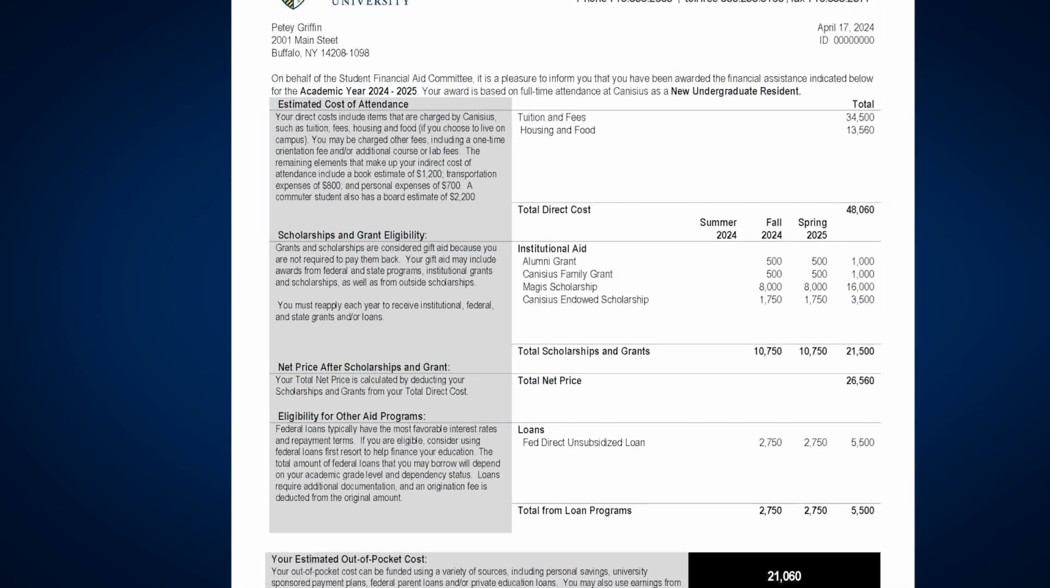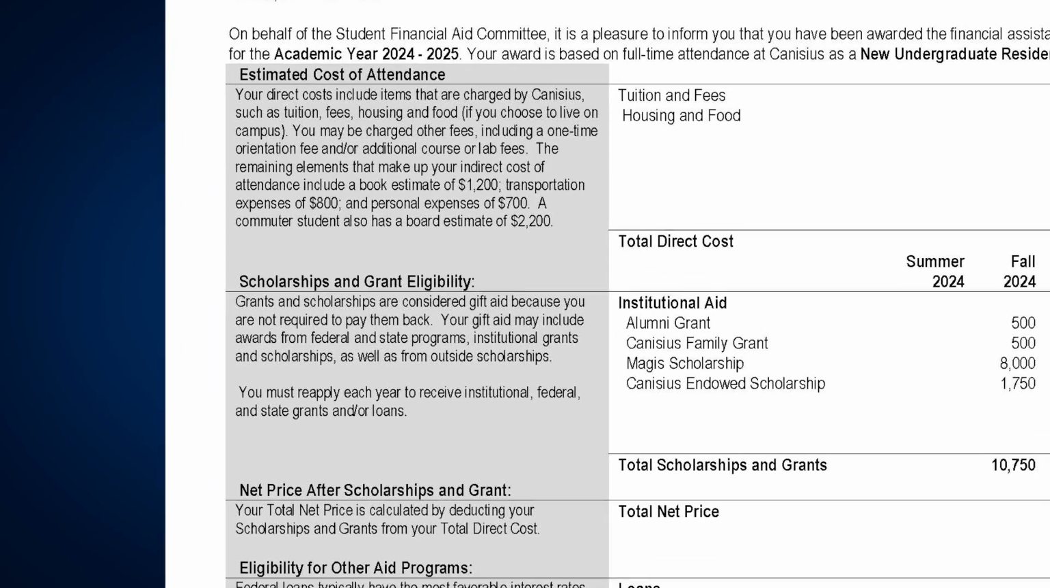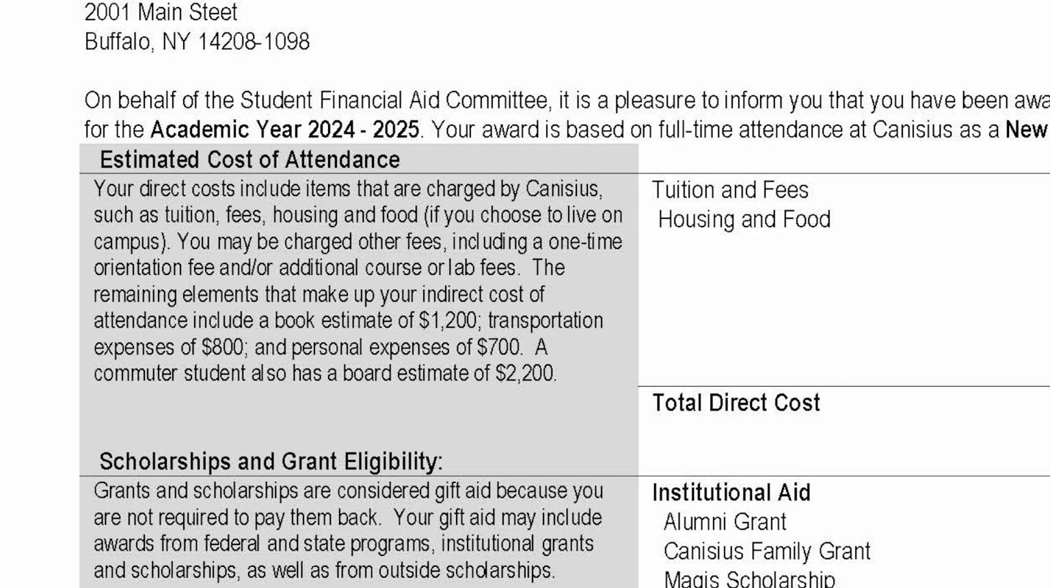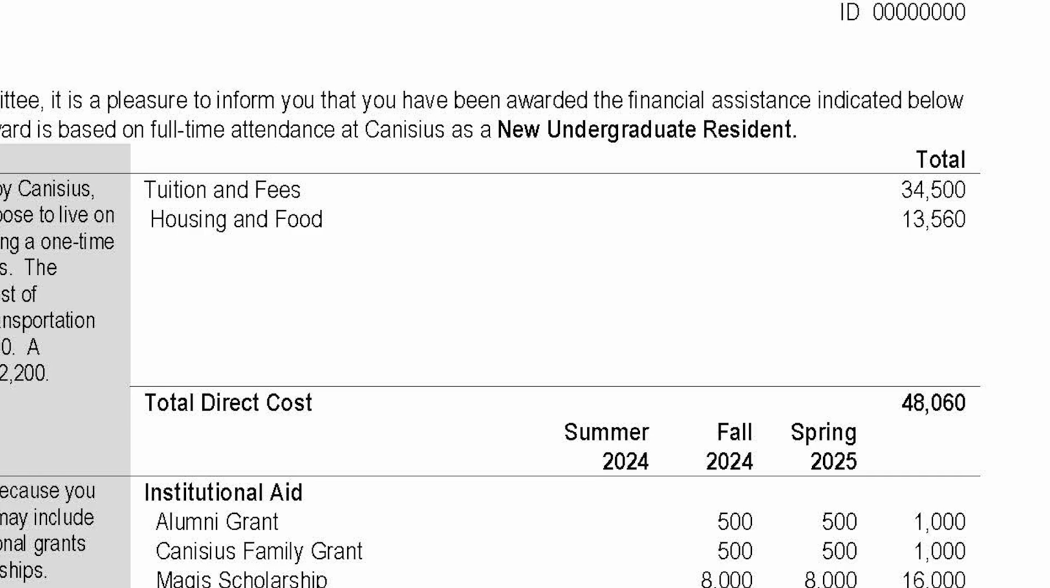So you will notice on the left-hand column of your financial aid awards, first your estimated cost of attendance. And note that in the gray box there, you will find a number of what we call indirect budget components that are left out of the right side of your financial aid award letter, which is specifically your direct charges, your direct budget components.